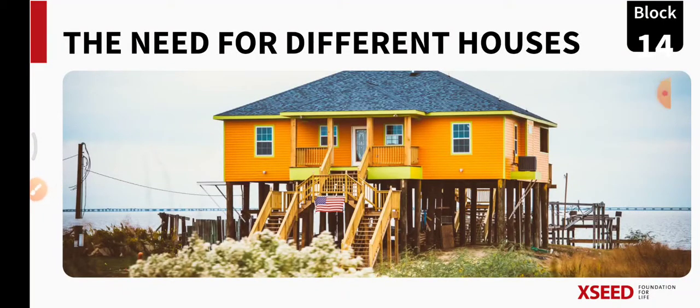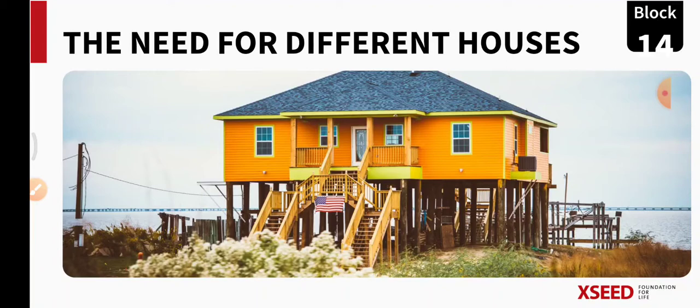In today's class, we are going to learn about the need for different houses. Why do people build different types of houses? On the screen, you can see that the house is made of wood. In the picture, the house is made of wood and it is supported with sticks here. Right? Such types of houses are built where there is heavy rain.